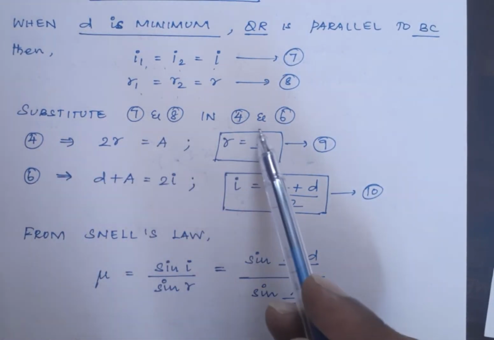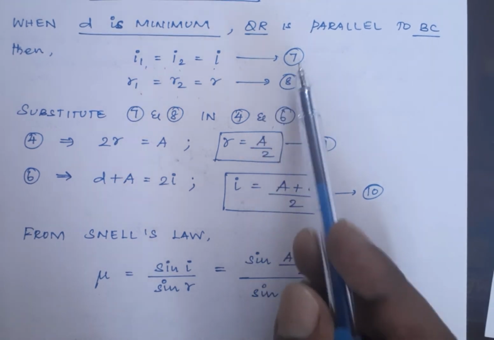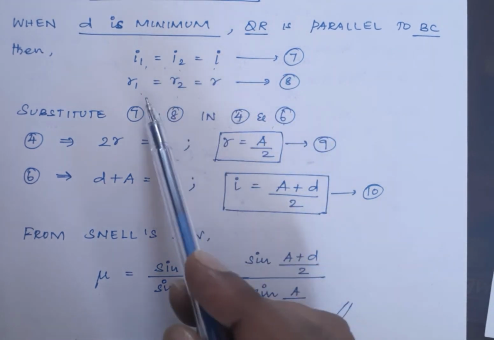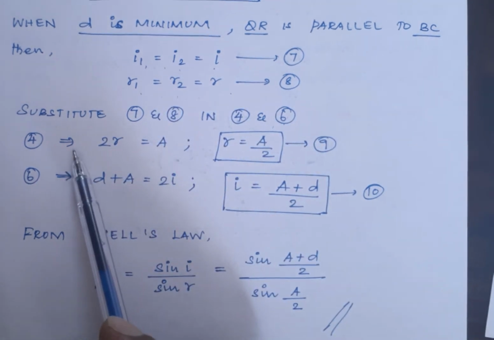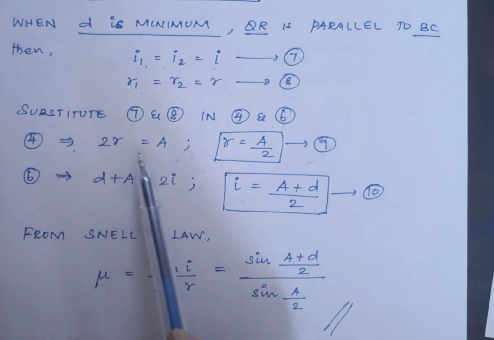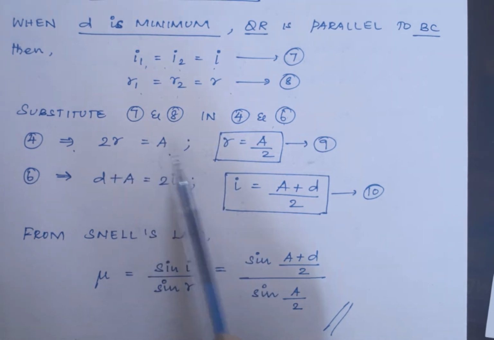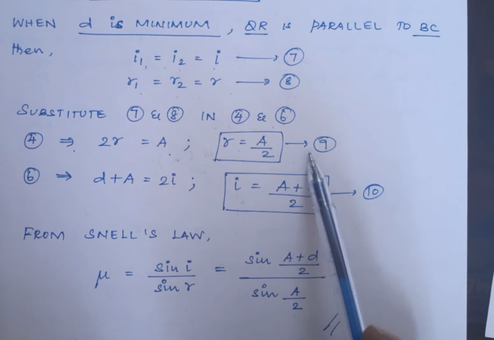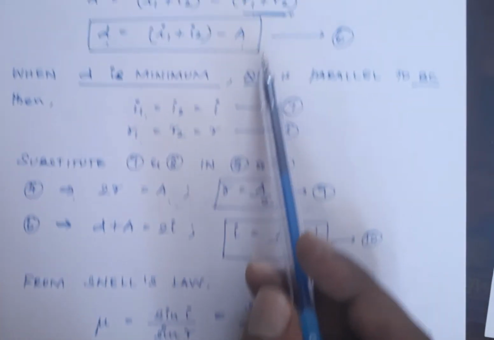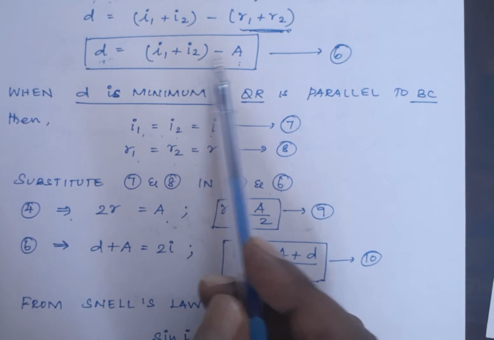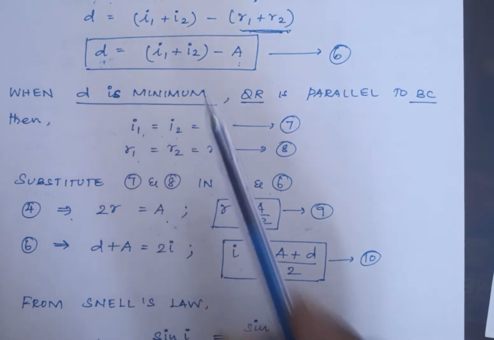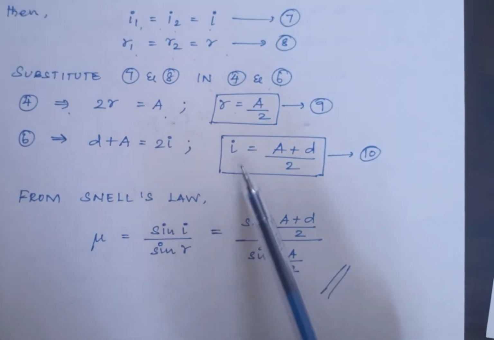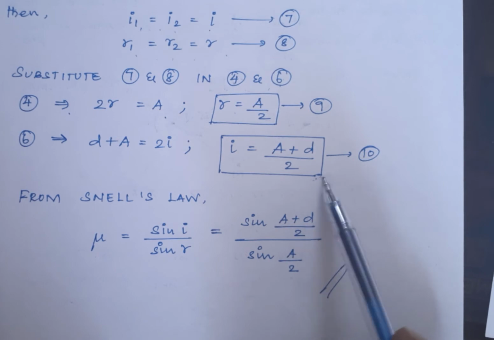Substitute 7 and 8 in equation numbers 4 and 6. That is I1 equal to I2 equal to I, R1 equal to R2 equal to R. So equation number 4 becomes 2R equal to A, that is R1 plus R2 equal to A, or R equal to A by 2. Again, from equation number 6, we have I1 plus I2 minus A equal to D. Because I1 equal to I2 equal to I, 2I minus A equals D. So D plus A becomes 2I, and I becomes equal to A plus D by 2.